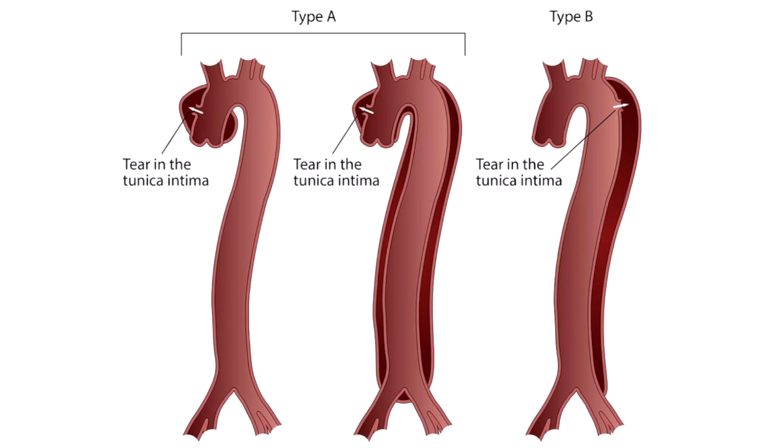There are two broad categories of dissection, type A and type B. Type A involves the ascending aorta, while B includes the descending aorta. If both the ascending and descending aorta are involved, then it is a category A.